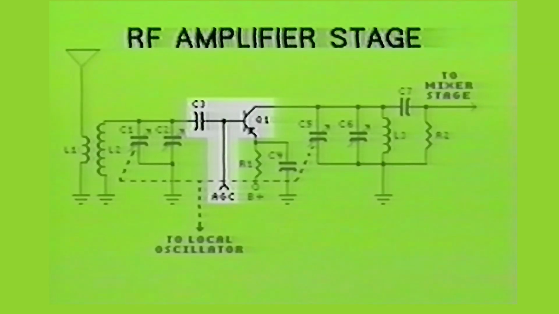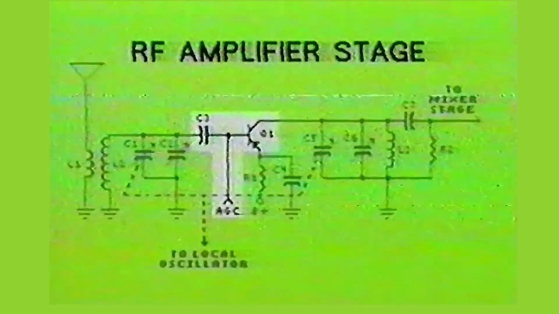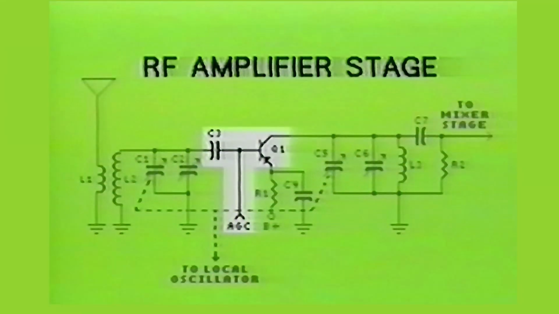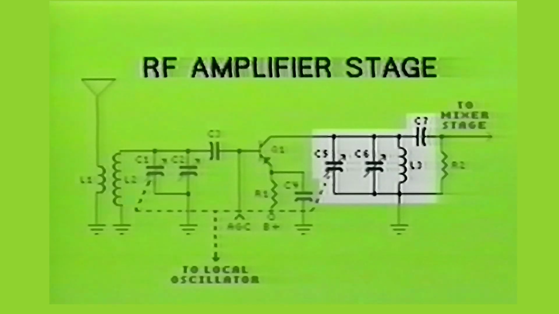If a strong signal is received by this stage, the base becomes more positive. This results in a reduced voltage potential between the emitter and base. This in turn reduces the gain of the stage. Capacitor C5, C6, and inductor L3 form the tuned tank circuit at the output of the amplifier stage. Capacitor C7 is the coupling capacitor for the next stage.